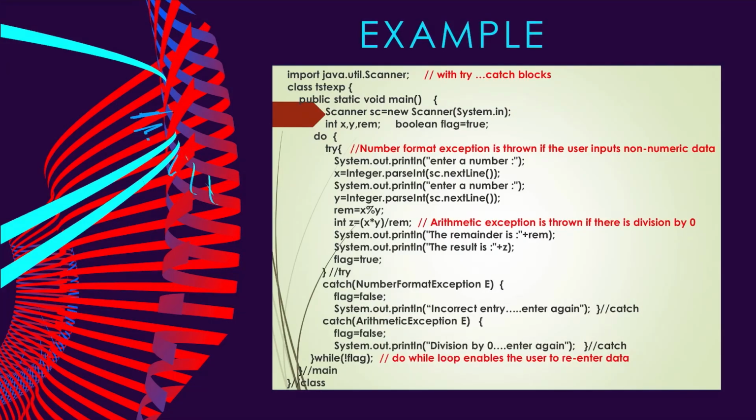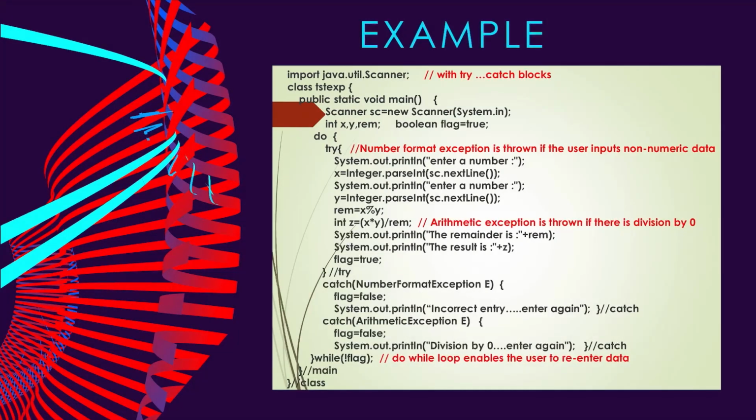Now let's come to the catch block. As you can see, there are 2 catch blocks in this code. The first catch has in the brackets NumberFormatException e. What this means is that if number format exception is thrown, then the code inside this catch block will execute. So what will execute? Flag will become false and it will print "incorrect entry, enter again." This will occur only if number format exception is thrown, that is, if the user inputs non-numeric data.